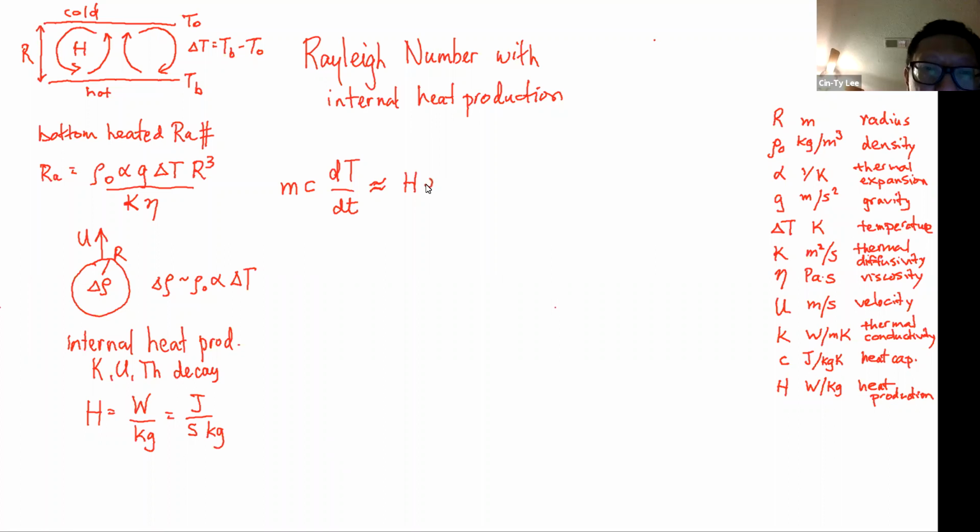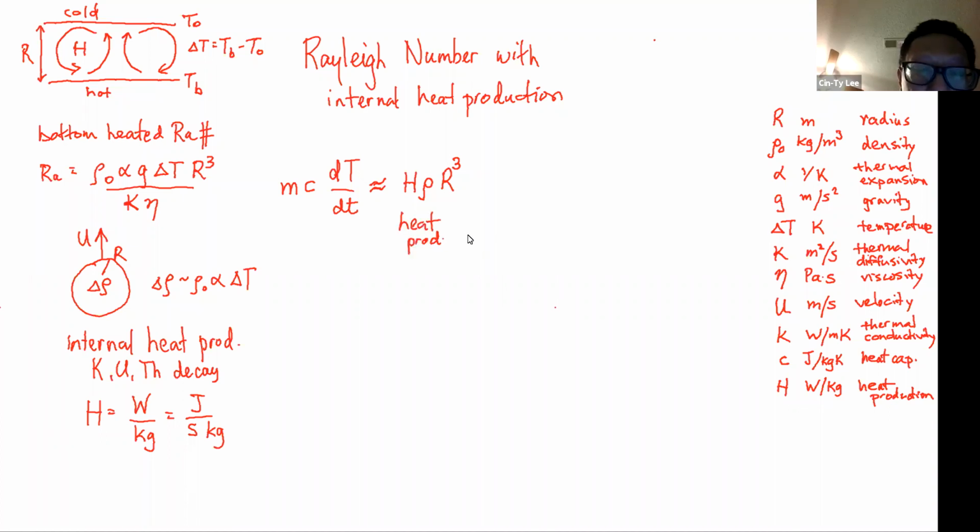the density, by the mass actually. So I have to take density times the volume, which is going to scale with R cubed. I'm going to drop the 4/3 pi because I'm just looking at orders of magnitude. So R cubed is a volume term, density there, and so density times volume is mass. Mass times the heat production per kilogram now gives me the joules per second here. And so that's heat production.